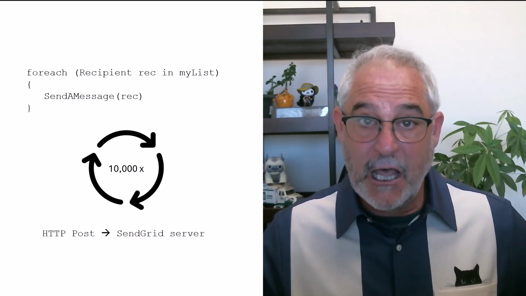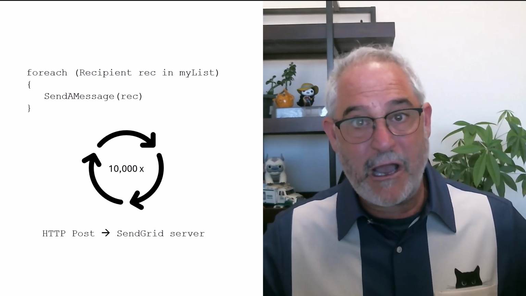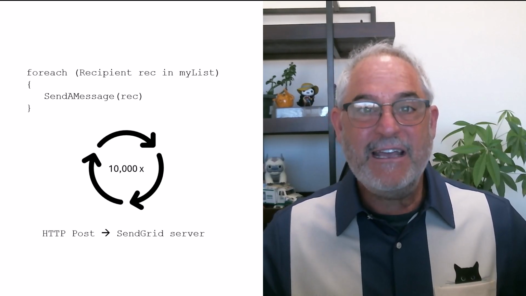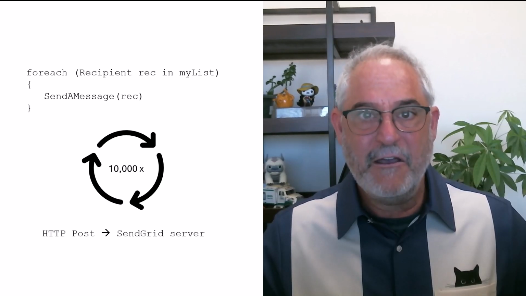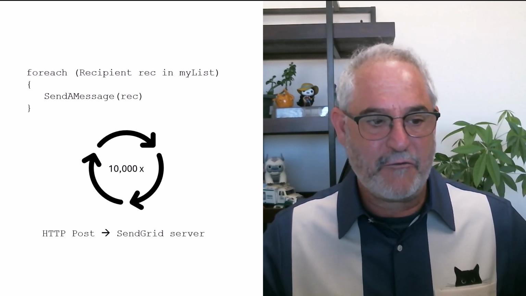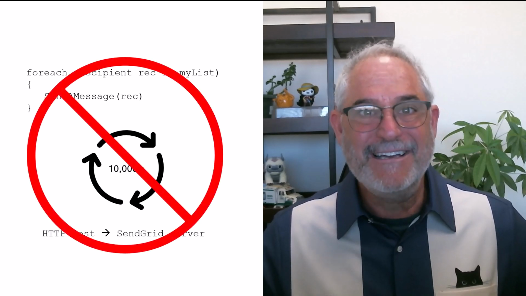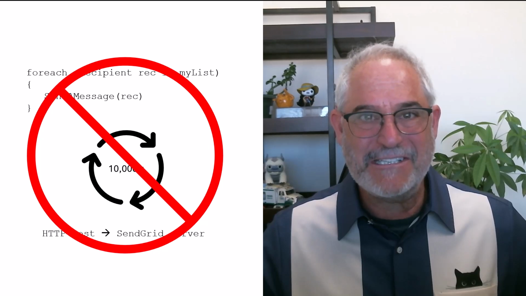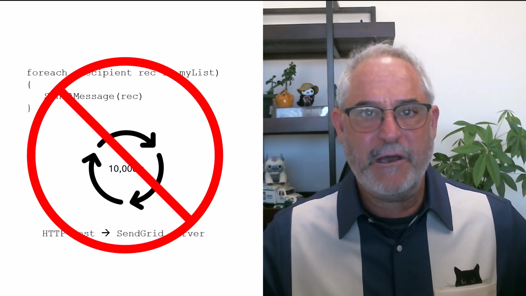It's going to be slow because each one of those posts is a round trip, and it's also going to just create an awful lot of traffic between you and the SendGrid server. So we are not going to implement sending multiple messages this way. So how can we do it? What's a more efficient way to do it?